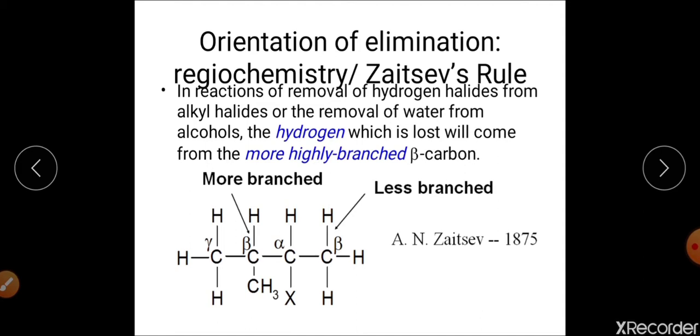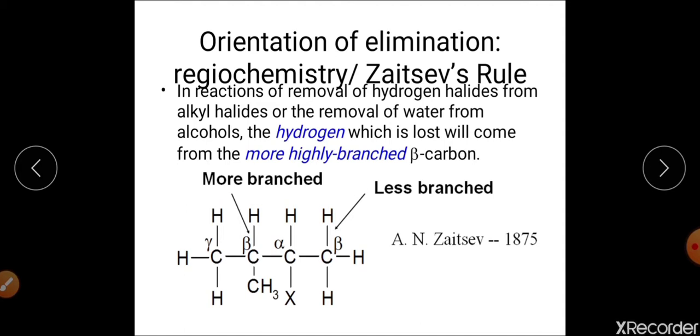Again, regioselectivity will be discussed in this particular section, in which we will discuss the various factors that control the product formation during E2 elimination reaction, or simply the elimination reaction if we say it generally.